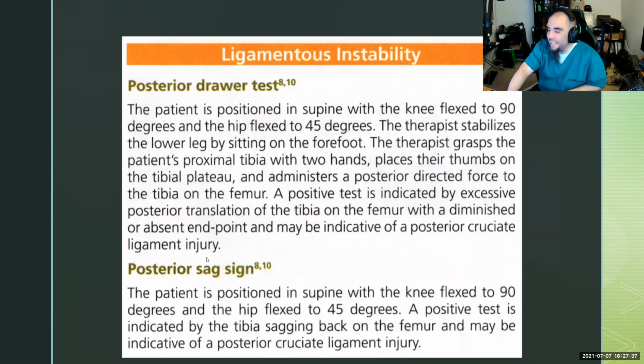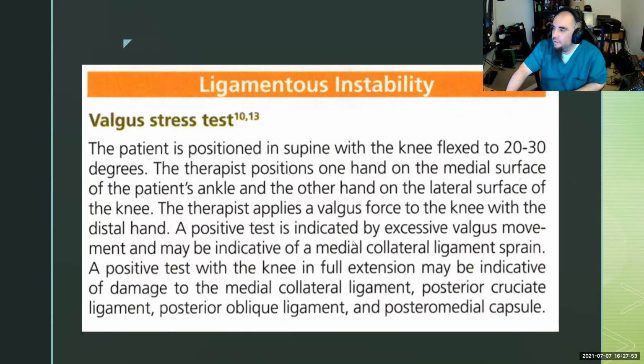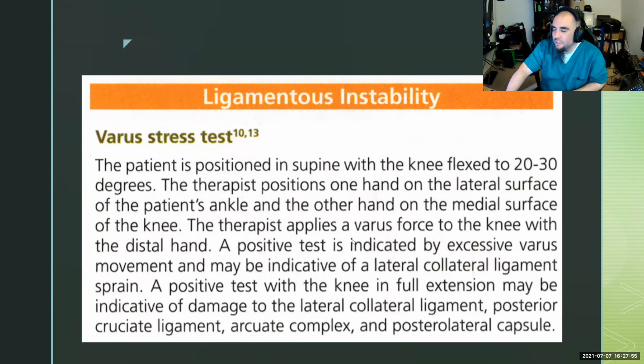Posterior drawer and posterior sag. Again, posterior drawer, you're pushing backwards. Posterior sag is exactly like it sounds. Rather than pushing, you just let gravity do it. So you put them in a position where the leg can just kind of sag back, and you watch to see if that tibia drifts backwards. Valgus and varus, I told you already, just going to push either way.